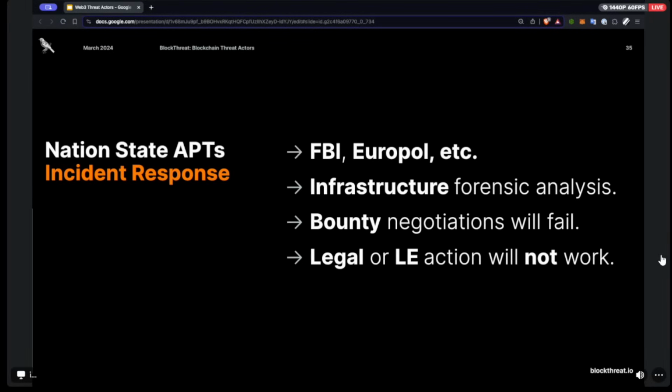Incident response, infrastructure, forensic analysis. So assume it's a key breach, and where the keys are moving, try to move funds to cold storage as quickly as possible, just to minimize losses. Obviously, bounty negotiations will fail, right? I mean, can you imagine saying, hey, congratulations, you stole hundreds of millions from me. Good job. Can you keep 10% and give me the rest? No. You're dealing with someone in the military. They're going to get executed or something if they give back any stolen money.